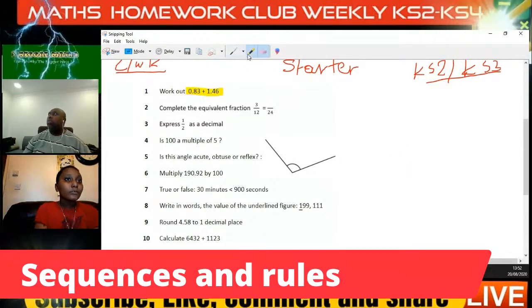Okay. You want to read question 2 for me, please? Complete the equivalent fraction. 3 over 12 equals blank over 24. So this one here, the key word here is equivalent, right? Equivalent fraction. So you got 3 over 12 equals to 24.